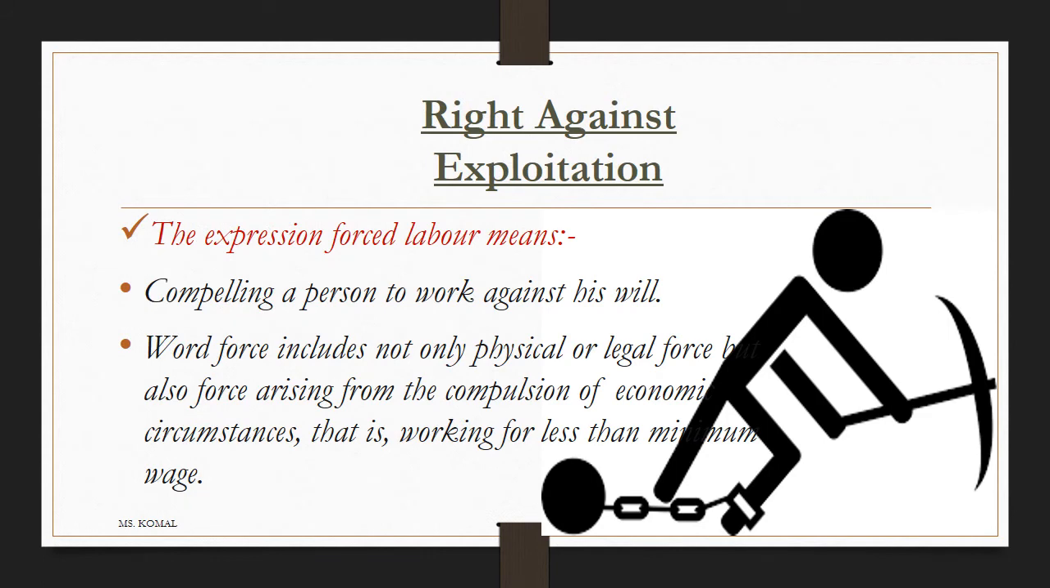Now, as we have discussed, forced labor or human trafficking is not allowed under Article 23. Article 23 also prohibits other similar forms of forced labor like bonded labor, that is compelling a person to work against his will. The word force includes not only physical or legal force but also force arising from the compulsion of economic circumstances, that is working for less than the minimum wage. It means you cannot take advantage of somebody's economic condition and ask them to work for less wage than what is decided by the government. So this is also prohibited by our constitution under Article 23.